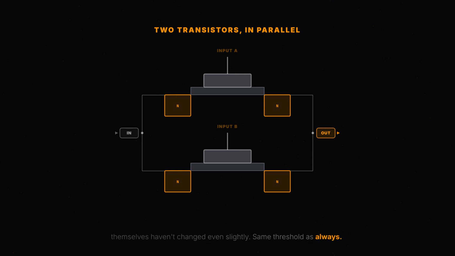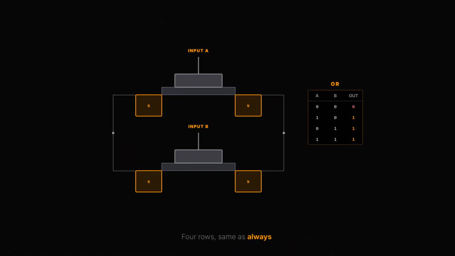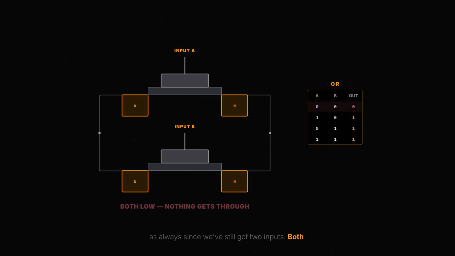Same threshold as always. Below it, no channel forms. Above it, current flows. What changed is only the wiring around them. Two independent doors instead of one locked hallway. Four rows, same as always since we've still got two inputs. Both low, both doors shut, nothing gets through.